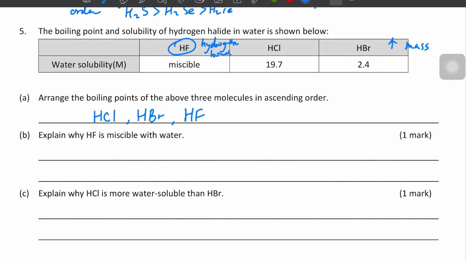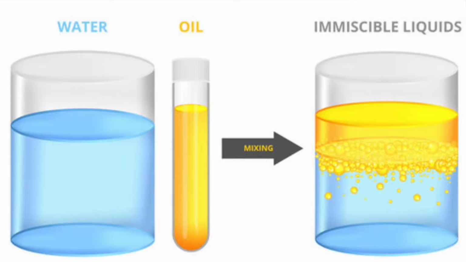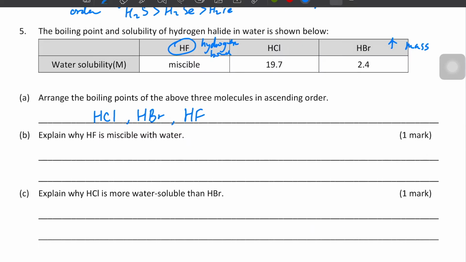The second one is why HF is miscible with water. Okay, so what is meant by miscible? Or we can ask what is meant by immiscible. A good example is that oil and water are immiscible. So in Cantonese it is 撈得勻 or 撈唔勻, miscible and immiscible. Here is a typical example, so you should memorize this answer.